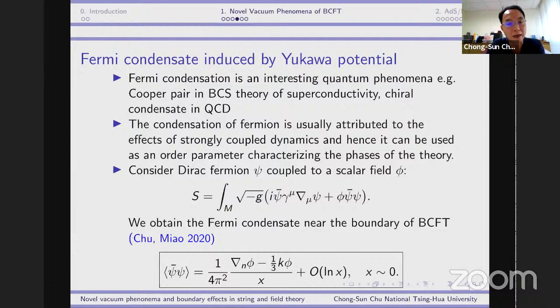these are really like standard model particle physics now. So we turn on a Higgs field with a Yukawa coupling, like this, and we found that the condensate can become non-trivial near the boundary, and it depends on the gradient of the Higgs field, and also depends on K. K is the extrinsic curvature of the boundary.